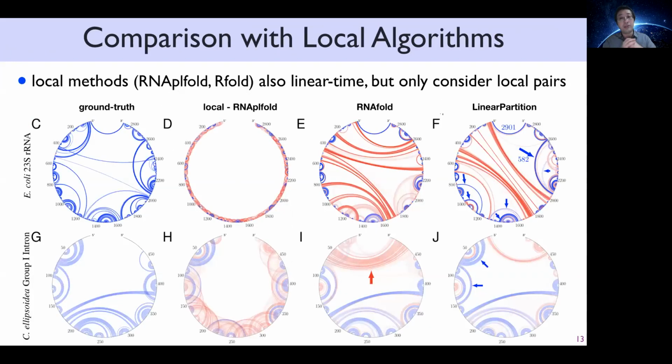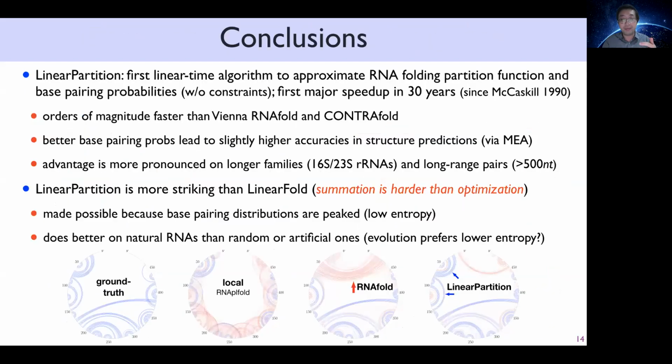And you could also argue that there also exist local folding algorithms like RNAPoofold and rFold, which also run in linear time, but unfortunately they can only consider local pairs within a window limit. And in RNAPoofold, the default is 70. So you can only consider pairs of at most 70 nucleotides apart. So you can only consider these guys, whereas you cannot consider any of the long distance pairs, which are more important in defining the global structure of the RNA, right? So you can see a huge difference.